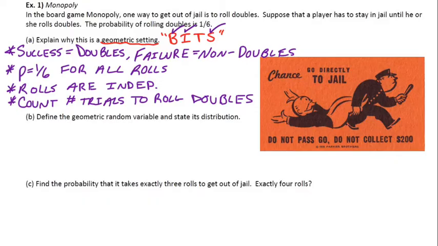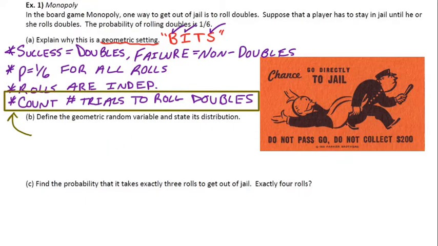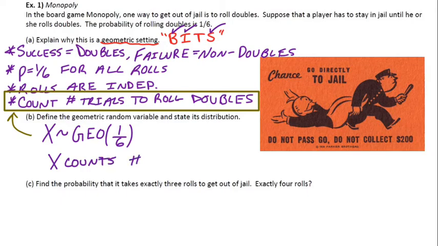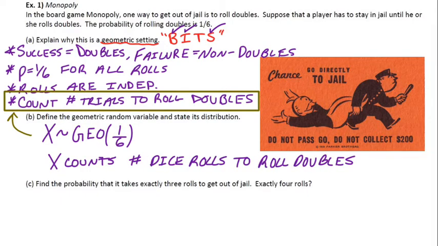Part B asks us to define the geometric random variable and state its distribution. So I'm going to use X. If you want to use J for jail or something, that's cool too. And really what X does, it counts the number of trials it takes to roll doubles. So if I use the stats notation, I can say X follows a geometric distribution, and the probability of success, P, is 1/6. So that's a really succinct way to get that point across. And let's just make sure that we define what X is. X counts the number of dice rolls to roll doubles.